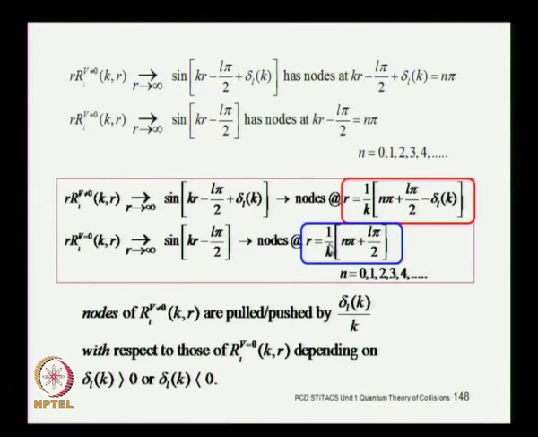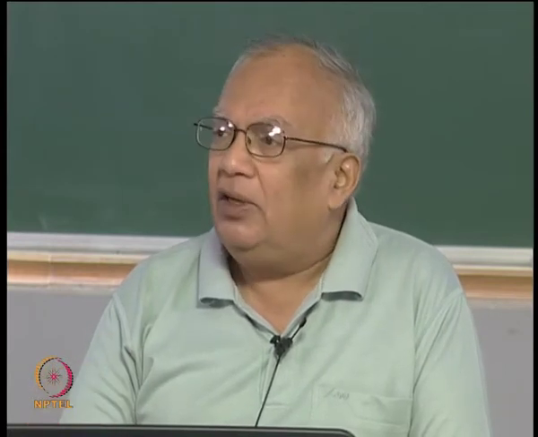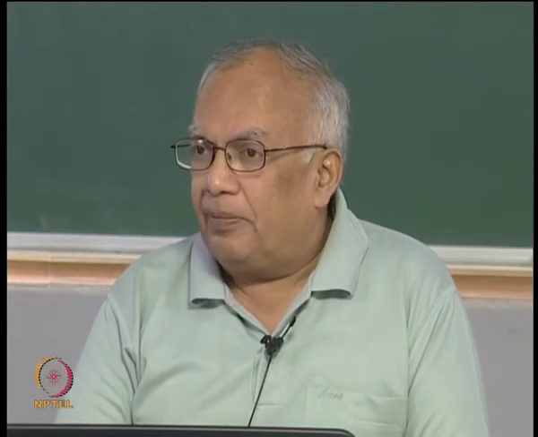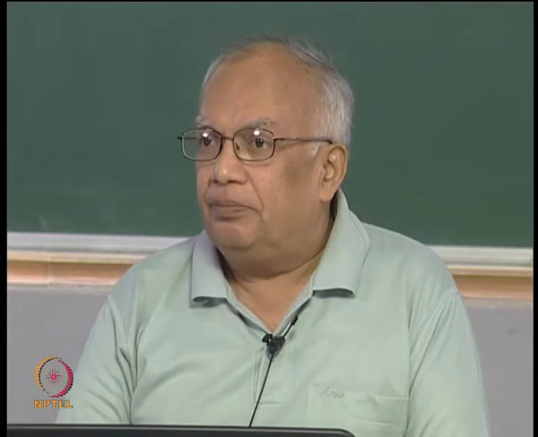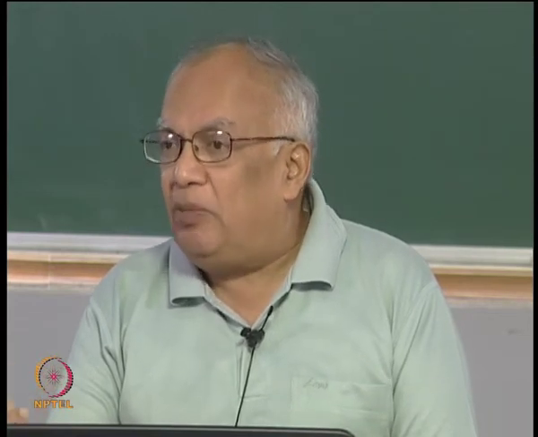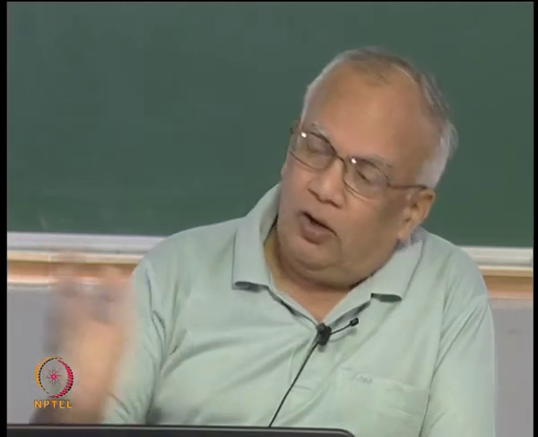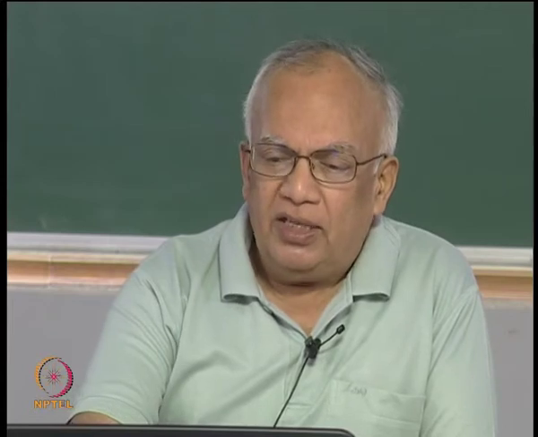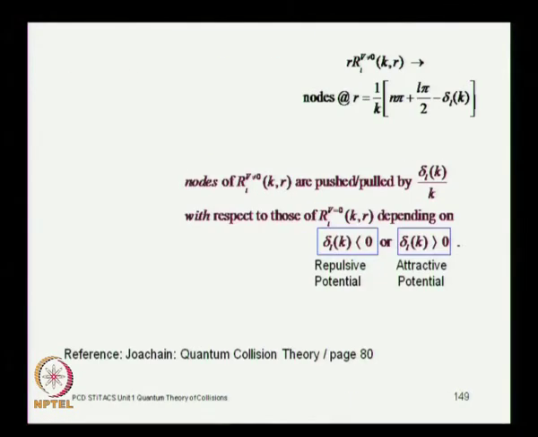The nodes are either pulled or pushed depending on whether the phase shift delta is positive or negative. If the phase shift is positive, the position of the node will be pulled. That is what an attractive potential will do. See how the information about the potential is now coming. If you have an attractive potential, it will generate a positive phase shift and the node will be pulled in. So, this really depends on the phase shifts being positive or negative, and if you have an attractive potential, you have got a positive phase shift. If you have got a repulsive potential, you have got a negative phase shift, because that is going to determine whether the nodes are pulled or pushed.